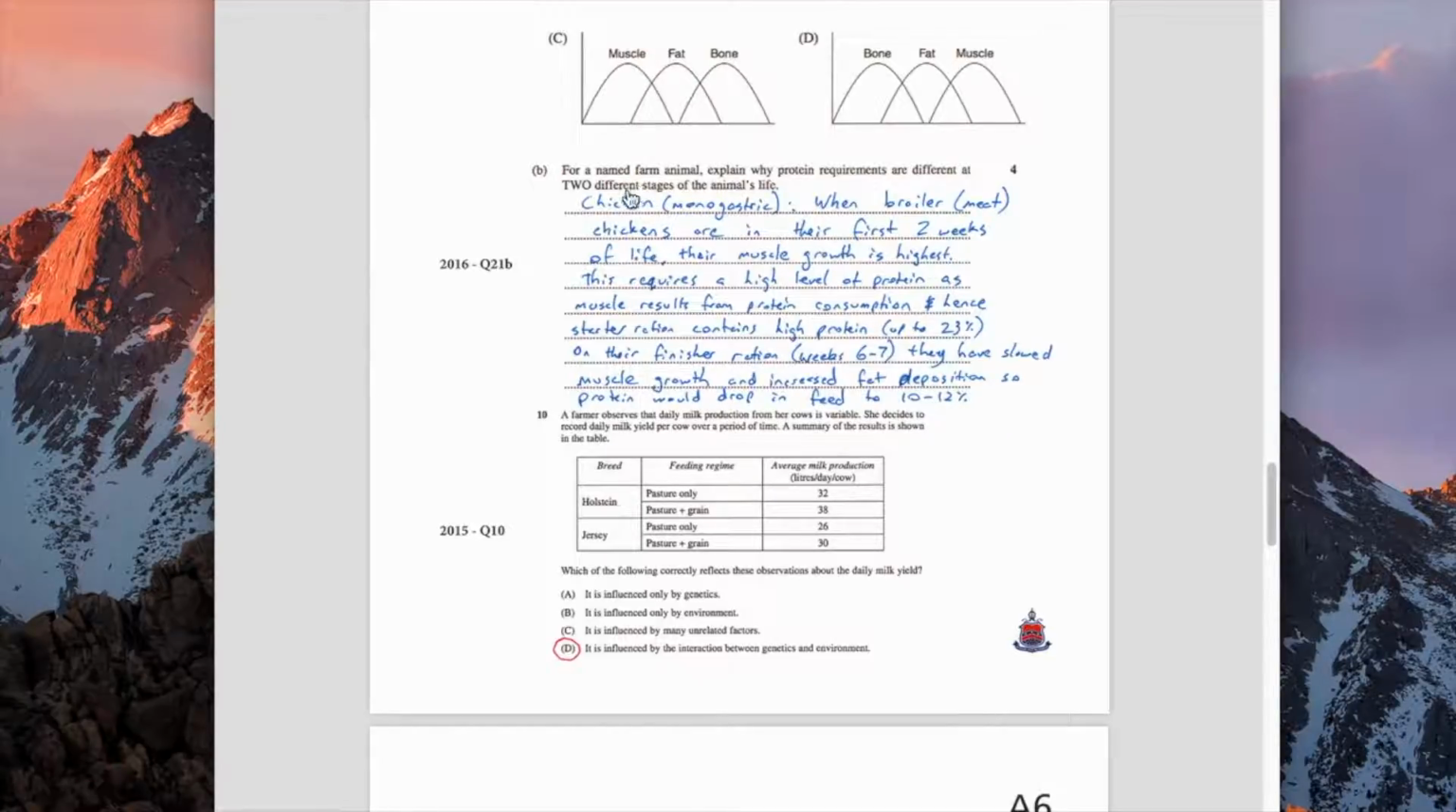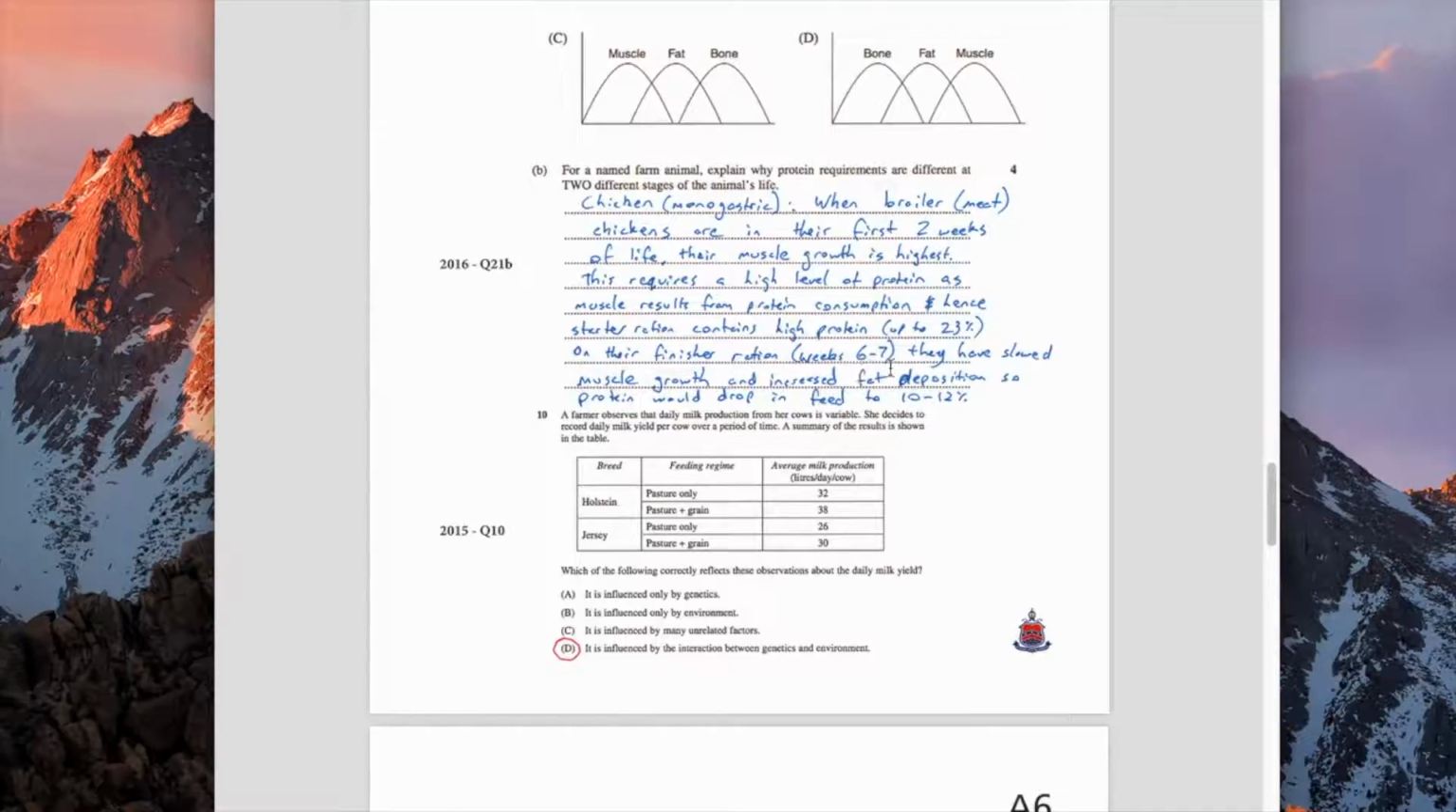Okay, the second stage, the last part of the question, 2 different stages. The second stage is on the finisher ration from weeks 6 to 7. Remember, a broiler, we learnt before, only lives for 7 weeks and then is slaughtered. And they have slowed muscle growth and increased fat deposition at this point. So the protein amount in the feed would drop to 10 to 12%.